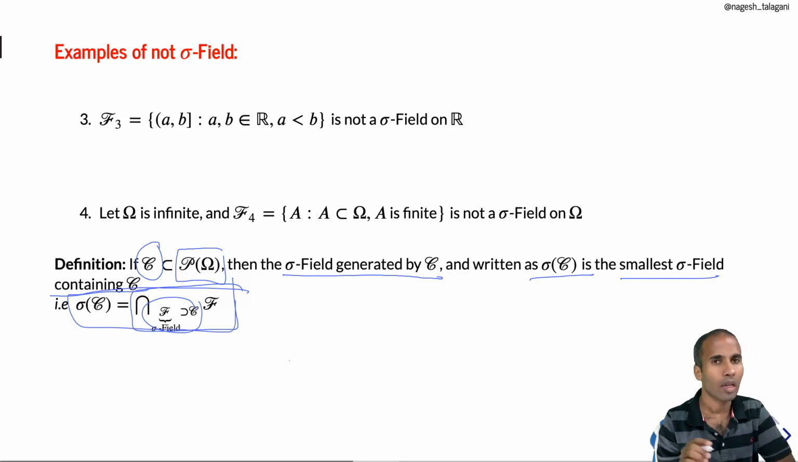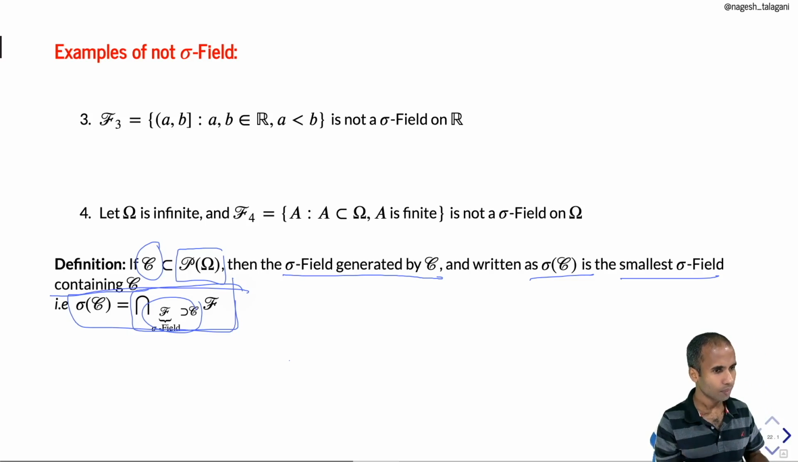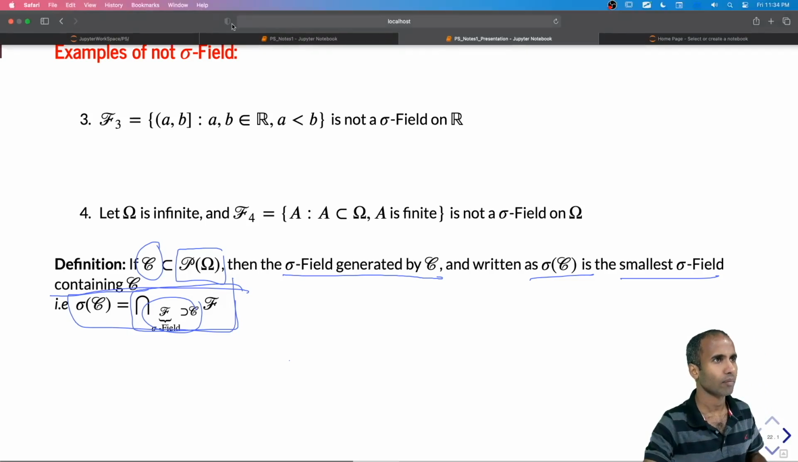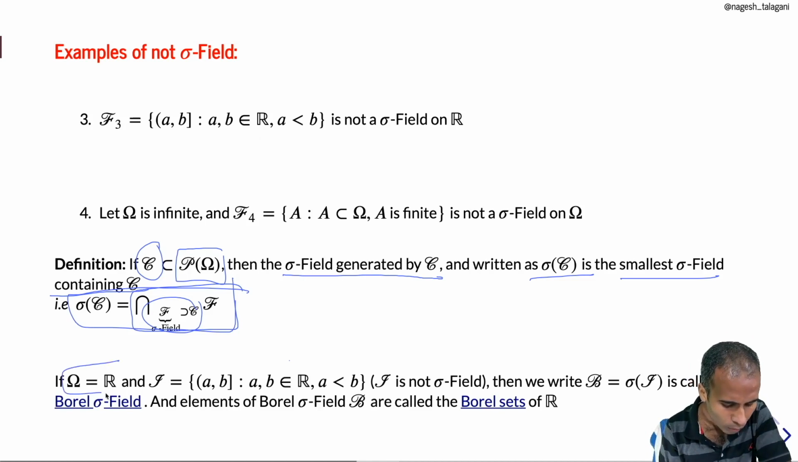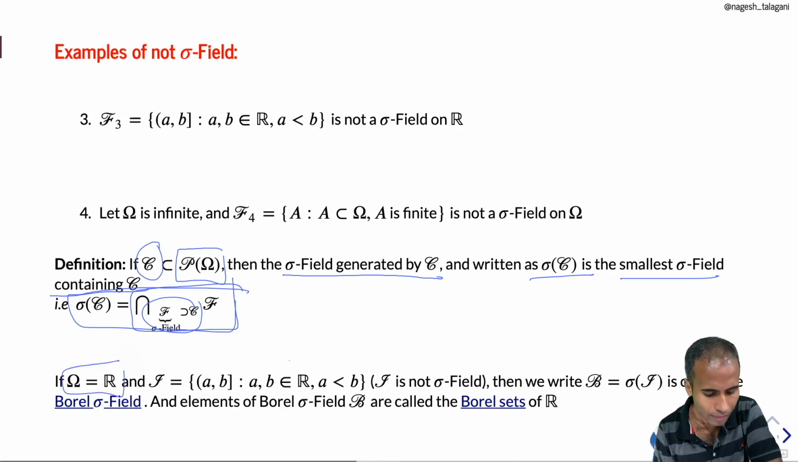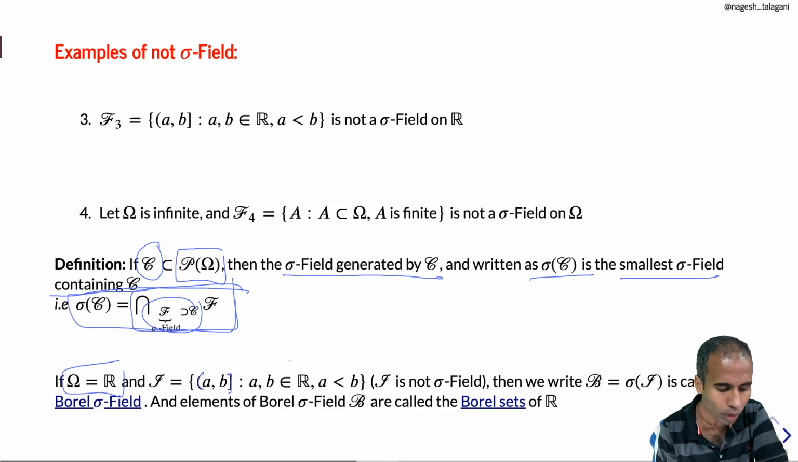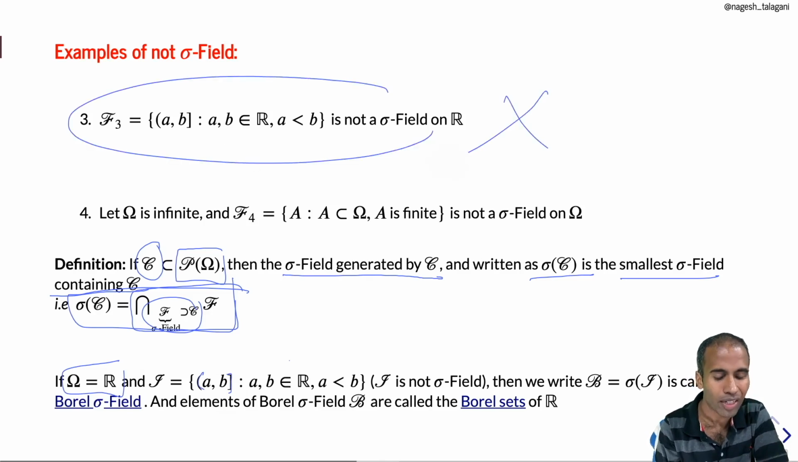Now if I take omega to be the real numbers and the collection of subsets to be intervals of this form, open-close like this, we already know that it's not a sigma field, right? But this is going to be an important collection for us in the future.